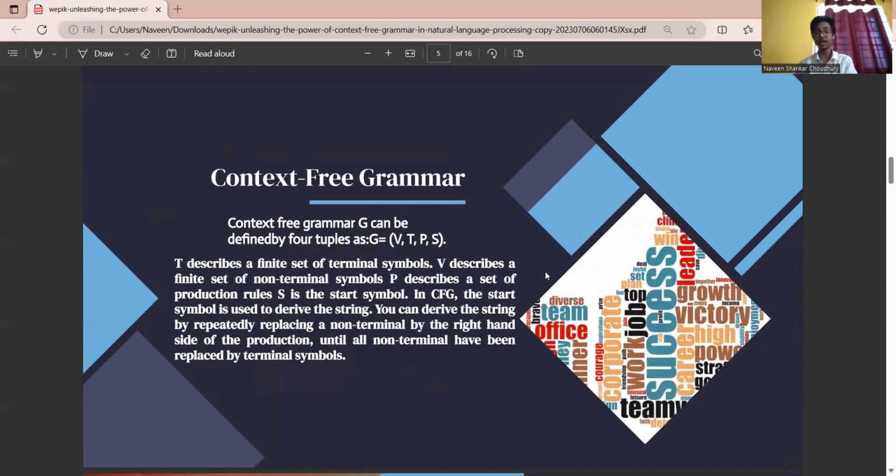So, what is context-free grammar, as I had already discussed, but how is it represented? It is defined by four tuples: T, which describes a finite set of terminal symbols; V, which describes a finite set of non-terminal symbols; P, which describes a set of production rules; and S, which is the starting symbol. In CFG, the starting symbol is used to derive the string, which we can derive by repeatedly replacing a non-terminal by the right-hand side of the production until all the non-terminals have been replaced by terminal symbols.